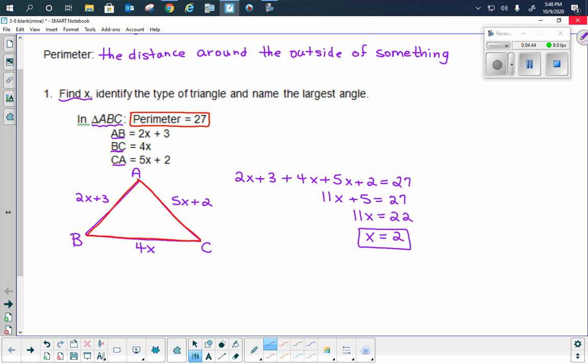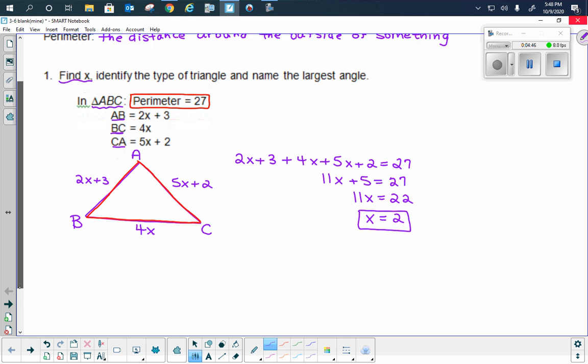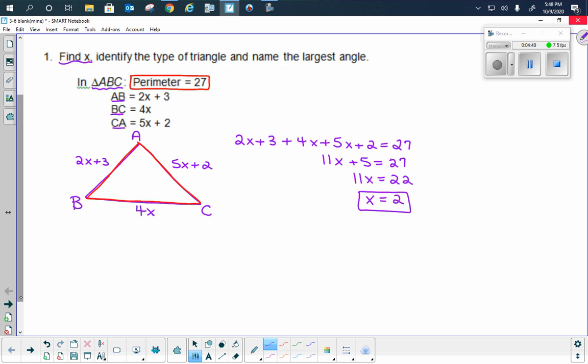Okay, next, we need to go to the triangle for part of our work. So I'm now going to pick up x equals 2 and plug it in for each of the sides. So on this side, AB, if I do 2 times 2, which is 4, and add 3, I'll get 7. I will know that you're just plugging them in. If you just put them like in parentheses under it, I'll know that you plugged x equals 2 in.